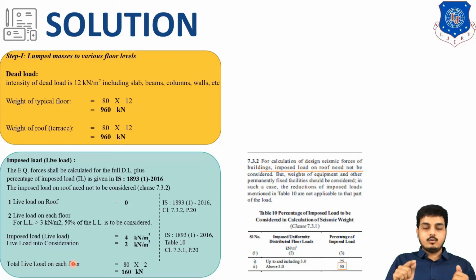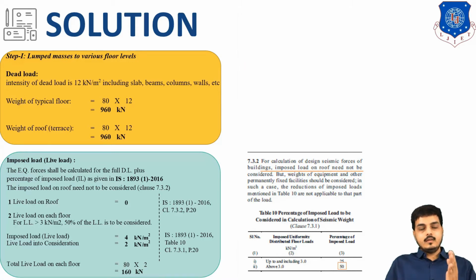So total live load on each floor: this 2 kN is per meter square, so for the entire floor it is the floor area, 80, multiplied by 2. It is 160 kN. So what we did: dead load for floor as well as for roof. We did live load for roof as 0, and live load for floor, which is 50% because it is greater than 3. It comes out to be 160.